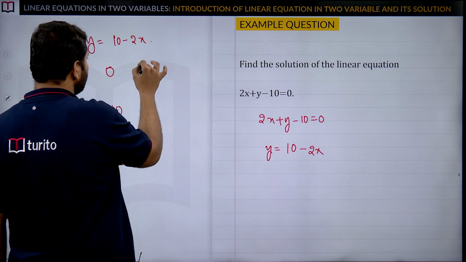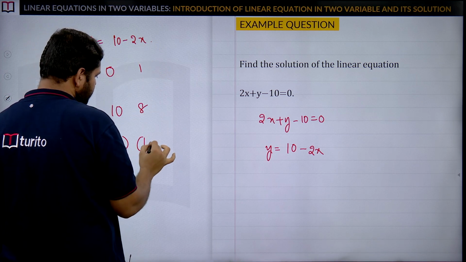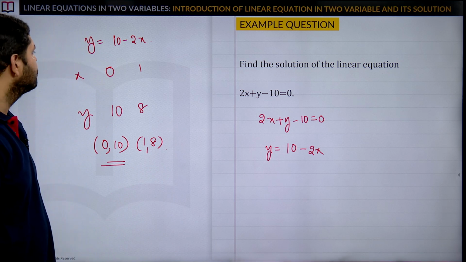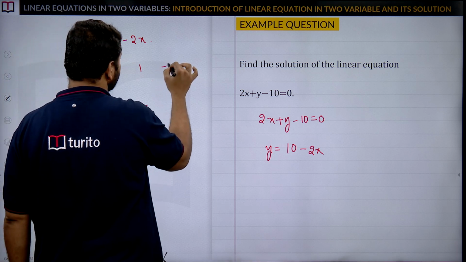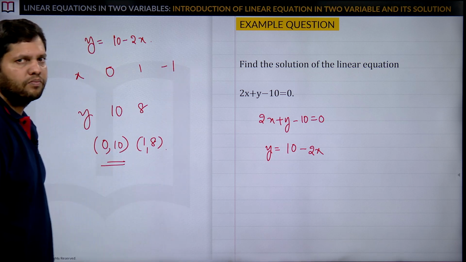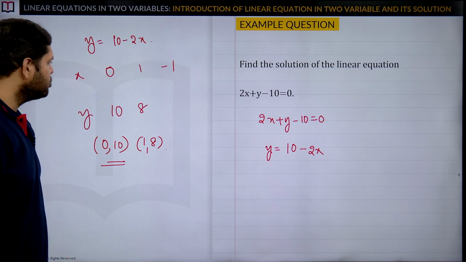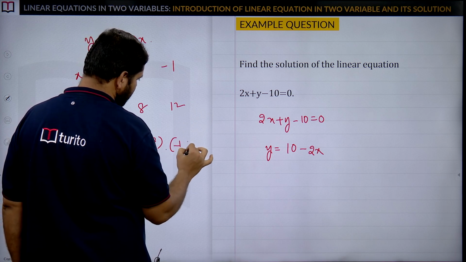Now I am taking x is equal to 1. So 2 ones are 2. So 10 minus 2, it is 8. So I can say 1 comma 8 is one solution. Okay. So 10 minus 2, it is 8. Next one, children, I will take x is equal to minus 1. So this is already minus, children. So minus minus is plus. So 10 plus 2, it is 12. So y is equal to how much? This is 12. So I can say this is minus 1 comma 12.